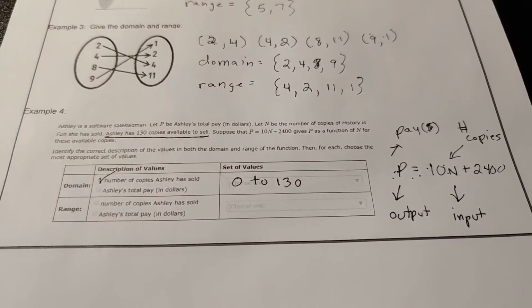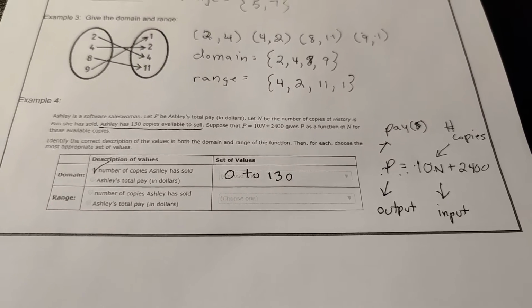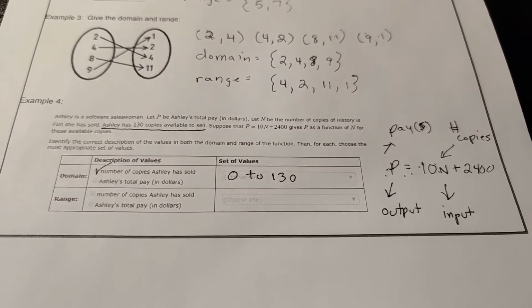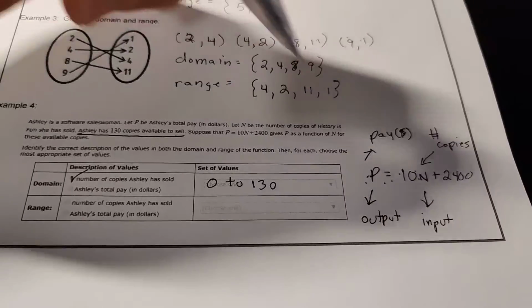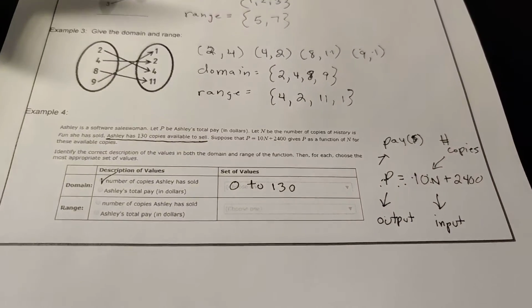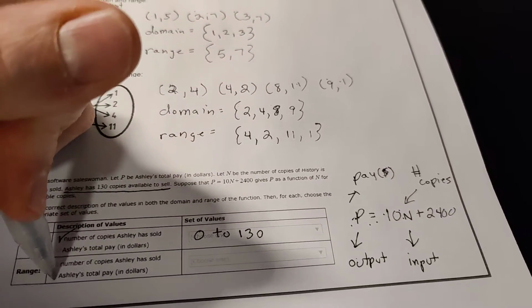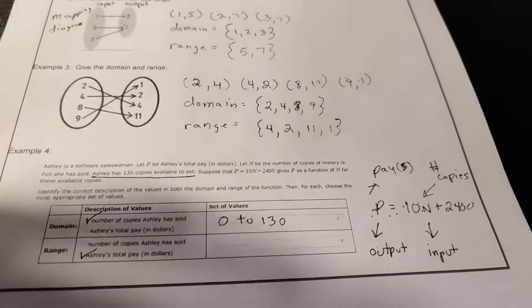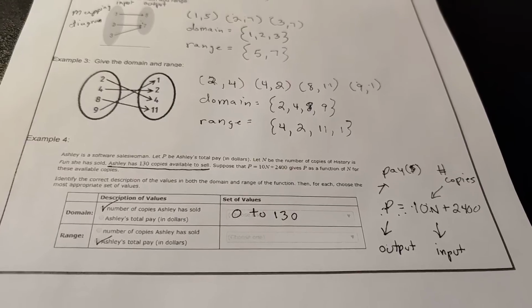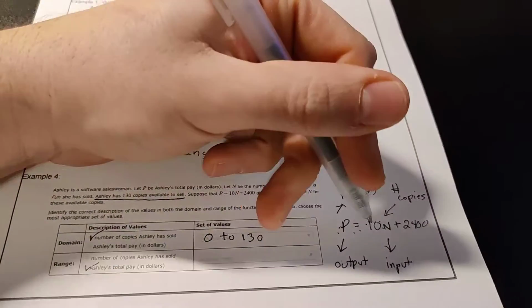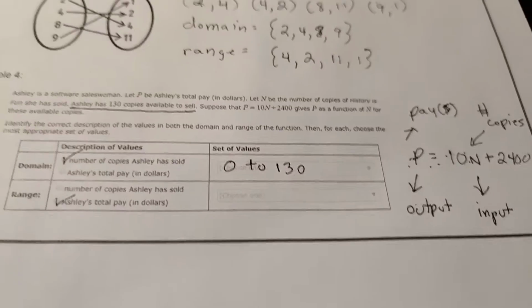All right, so for range, again, we're looking for the output. We know our output is P. What does P stand for here? Well, P stands for the total pay. So we're going to check that off. To find the possible set of values for her pay, we're going to have to use this formula, right?